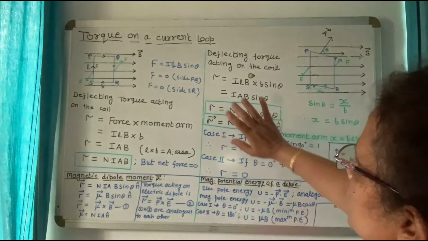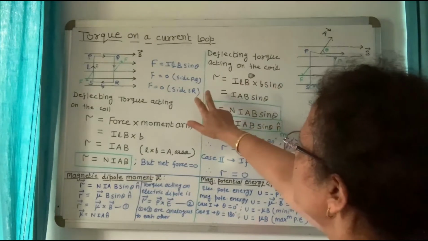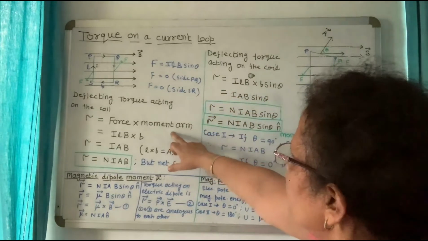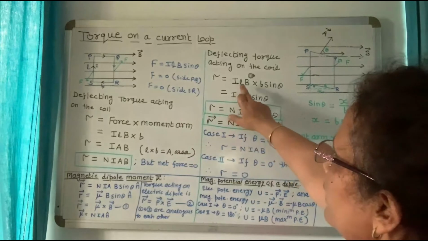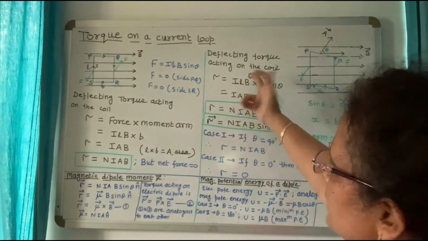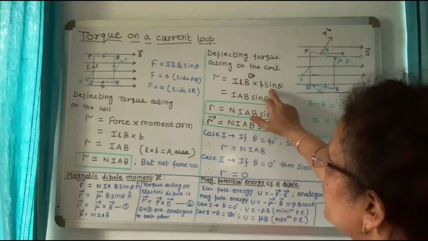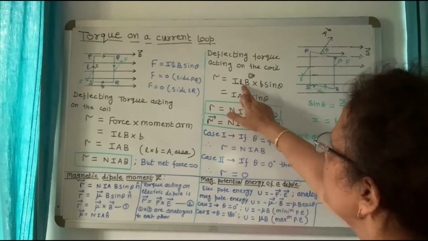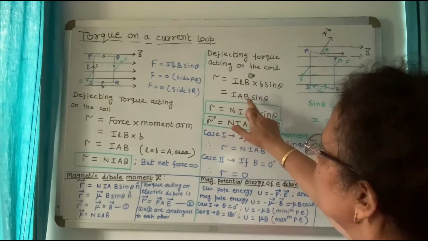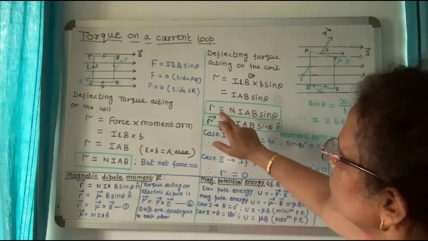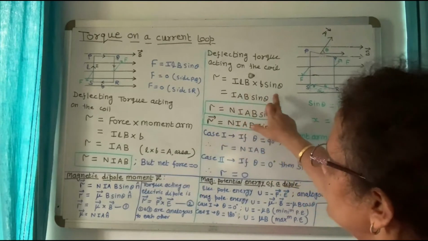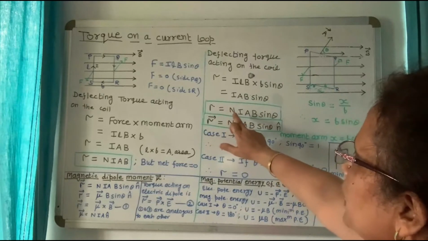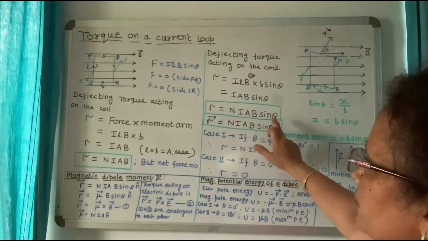Again, using the basic concept, torque is equal to force into moment arm. What is the force? The force is ILB, the same. What is the moment arm here? Now it is b sin theta. So it is I, length into breadth is area, into B sin theta. So for one turn this is the torque. For N turns, the torque will be N I A B sin theta.